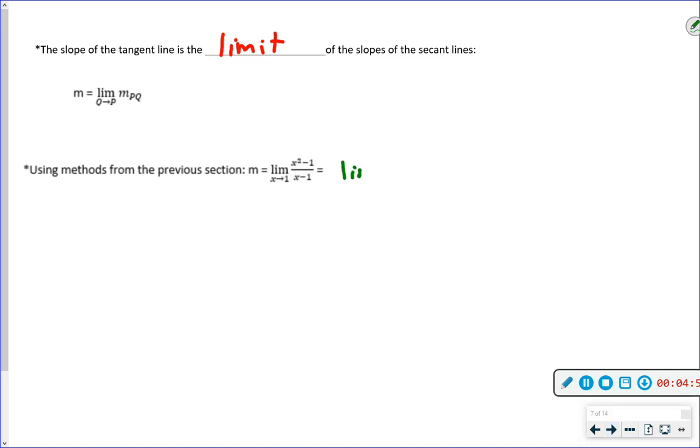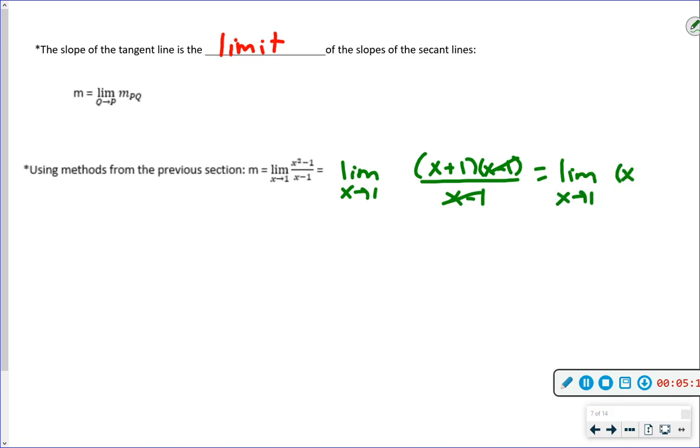The top can factor. You have difference of perfect squares up there. And then, of course, I'm going to cancel out the x minus 1s. Now, from here, most of you can probably have an answer. Now you can use your direct substitution. What's your final answer? Nice, easy number.